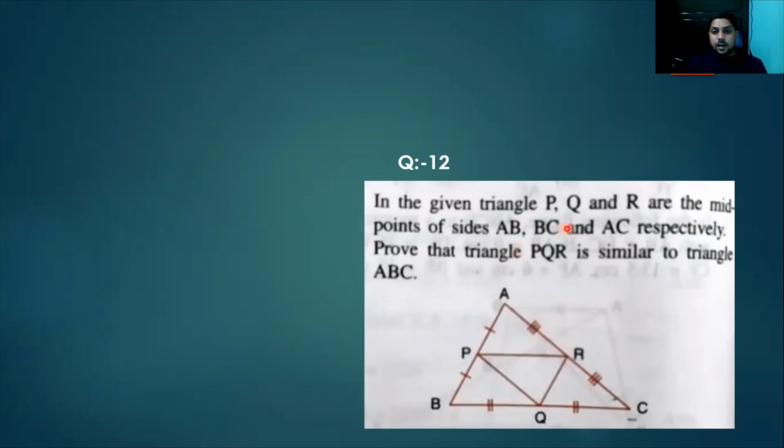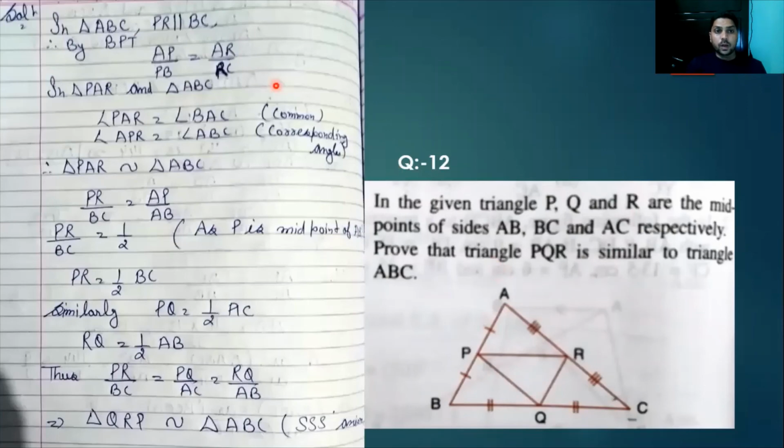It is given that in triangle ABC, P, Q and R are the midpoints of the sides. P is the midpoint of AB, that means AP is equal to PB. Similarly, Q is the midpoint of BC and BQ is equal to QC, and R is the midpoint of AC, that means AR is equal to RC. What we have to prove is that triangle PQR, this smaller triangle formed on joining these three midpoints, is similar to triangle ABC.